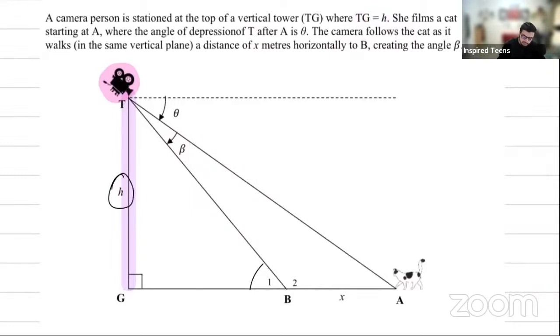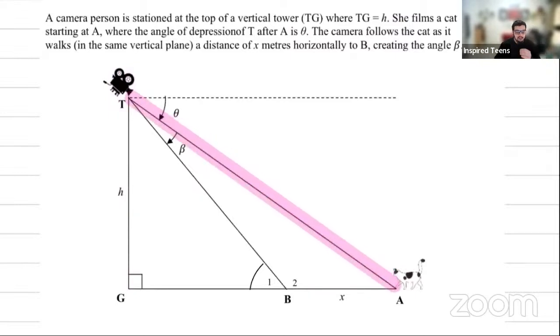So this is referred to as H, the height. She films a cat starting at A. So that's why this line here represents her line of sight, the line of sight of the camera. The camera is looking at A.